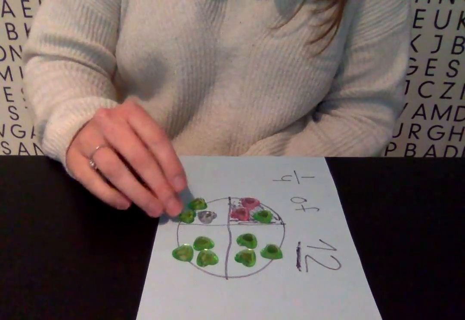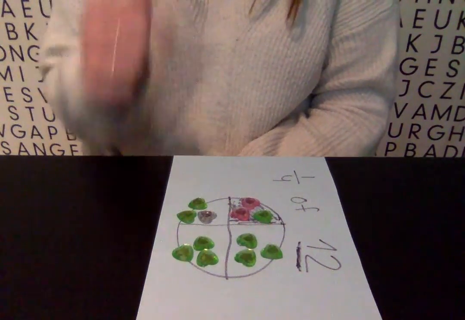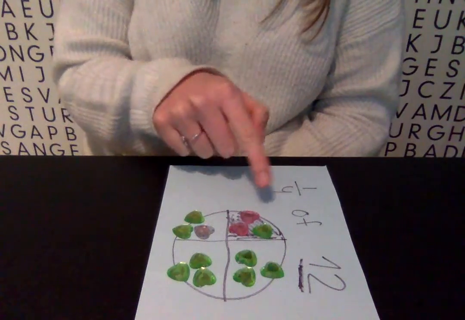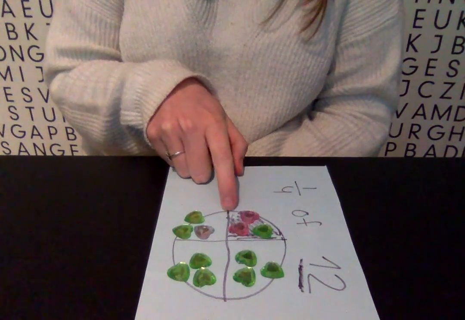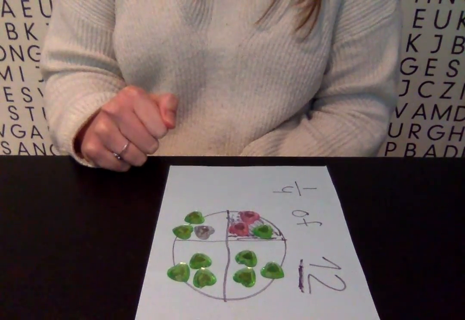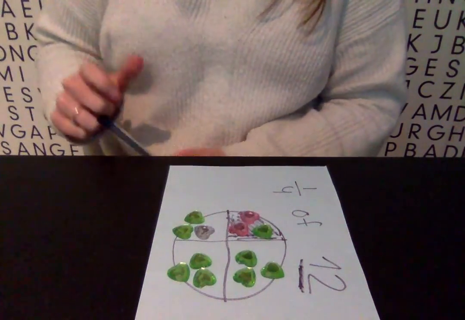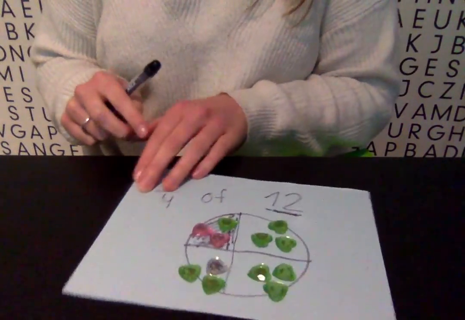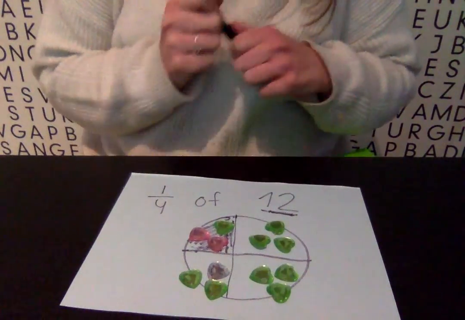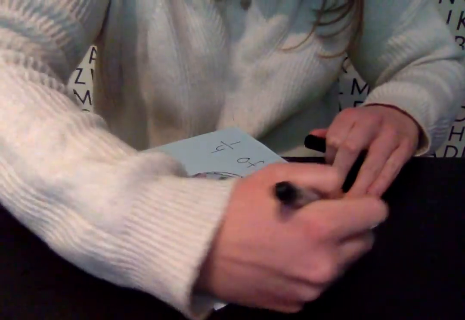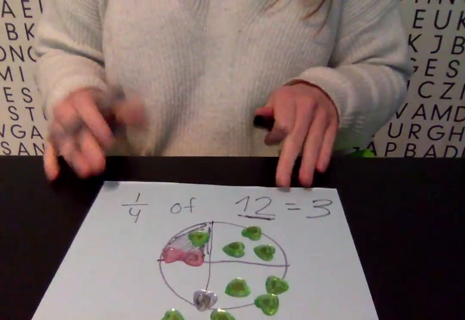Now I need to know how many toppings are on one slice of the pizza. The slice I colored in, how many toppings are on it? We're going to say 1, 2, 3. So we can find that 1/4 of 12 equals 3.